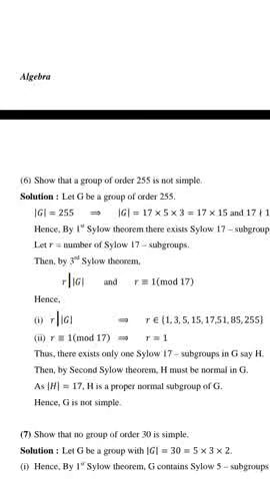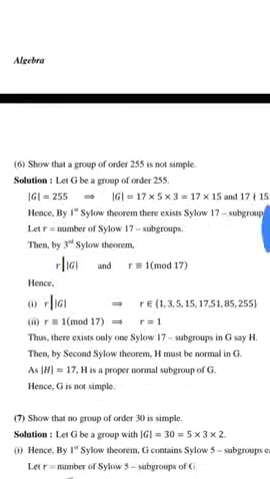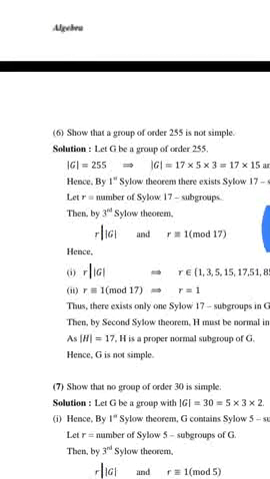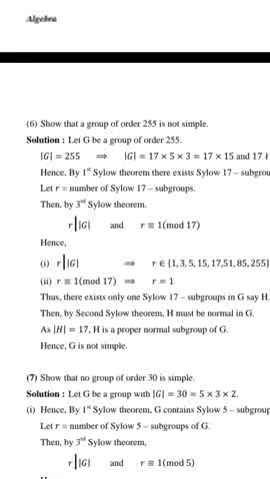Let R be the number of Sylow 17 subgroups. Then by the third Sylow theorem, R divides the order of G, and R is congruent to 1 modulo 17. Hence, R divides the order of G. R belongs to 1, 3, 5, 15, 16, 17, 51, 85 and 255. R is congruent to 1 modulo 17. Therefore, R is equal to 1.